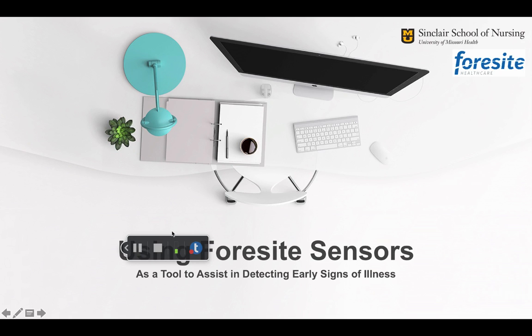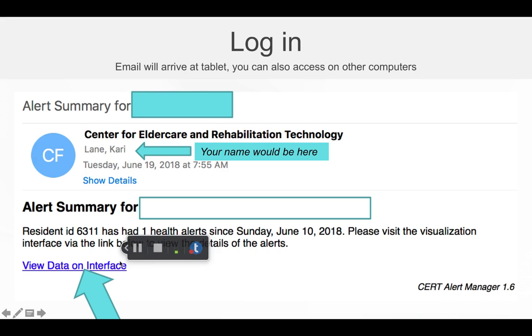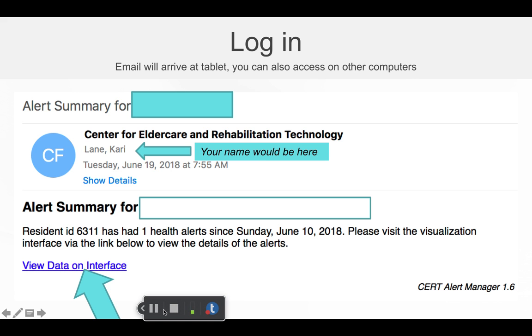Okay, welcome. This is a presentation to discuss with you how to use the Foresite sensors in order to detect early signs of illness. And I want to make sure that you have a chance to look over these, to view them on your own time.